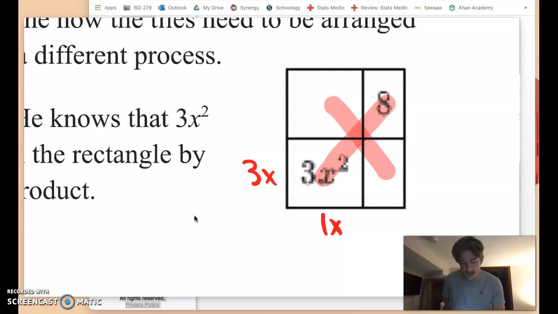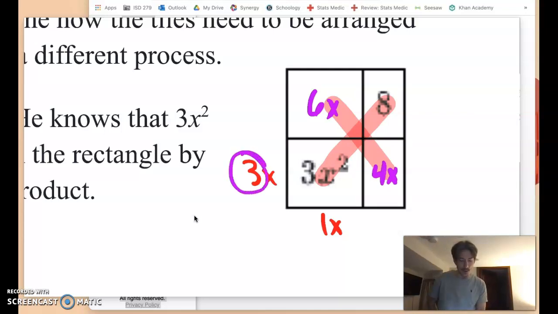Oh, that's right, they need to add to 10. How about 6x and 4x? Okay. Now you can probably see already that I've got those in the wrong spot. And how do you know? What's the giveaway? That 3. 3 doesn't go into 4, but it does go into 6. Let me show you what I'm talking about.